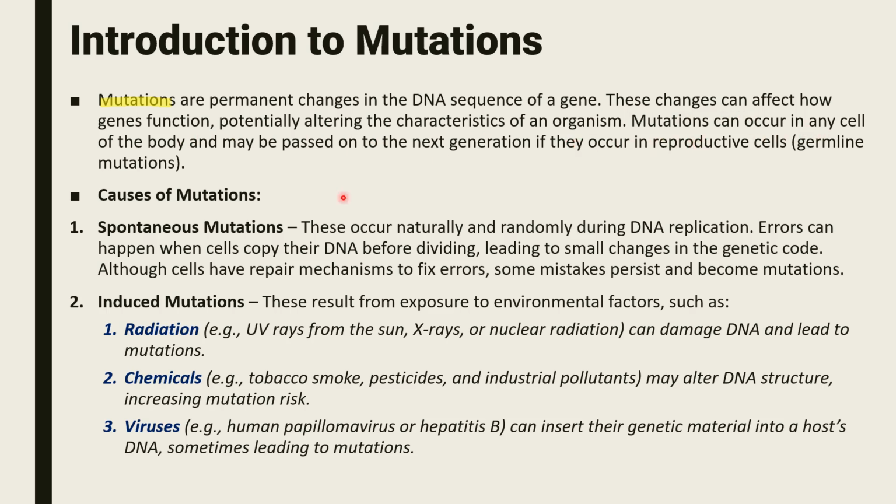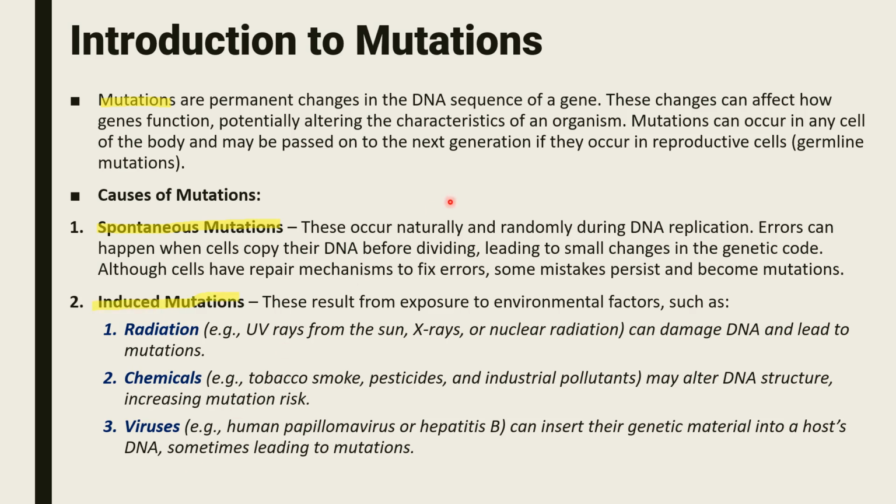Mutations can occur in any cell of the body and may be passed on to the next generation if they occur in reproductive cells. These are germline mutations. If they occur in the reproductive cells, for example in the sperm or egg cell, then they can be transferred to another organism as well. Causes of mutation: spontaneous mutation, and then induced mutation.